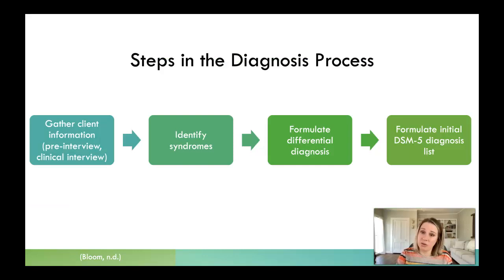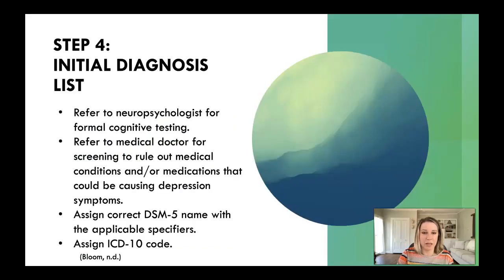Okay, so now we've gone all the way through to the last step of this process. Formulate an initial DSM-5 diagnosis list. Almost there, y'all. So since we need more data to rule out some of the potential disorders on our list, we're going to need to refer Roger, and we're going to need to provide a provisional diagnosis only for those. For now, we're going to be sure to assign the correct DSM-5 name with the applicable specifiers, and we'll assign the proper ICD code that relates to it.